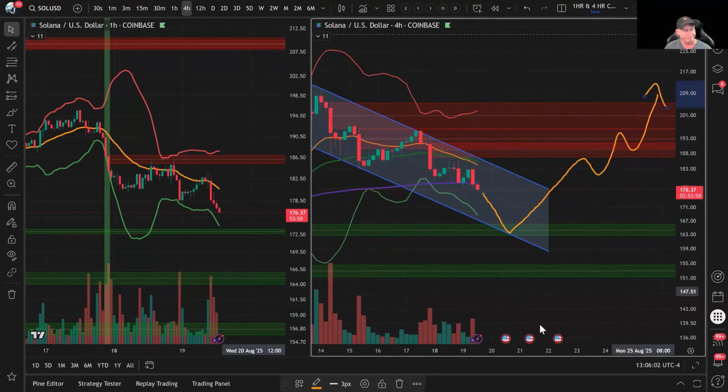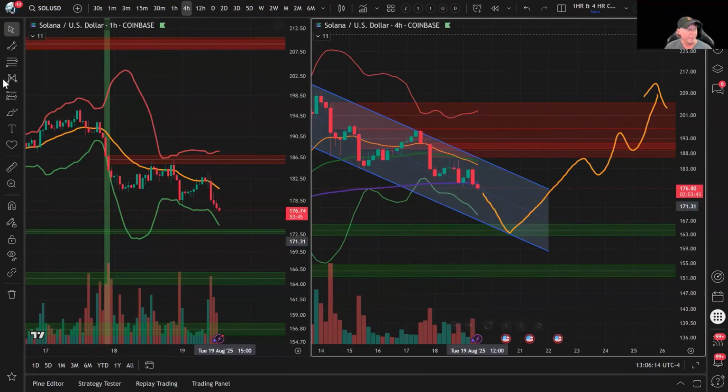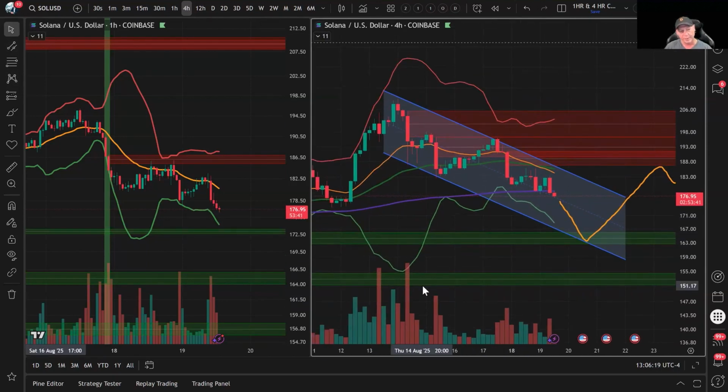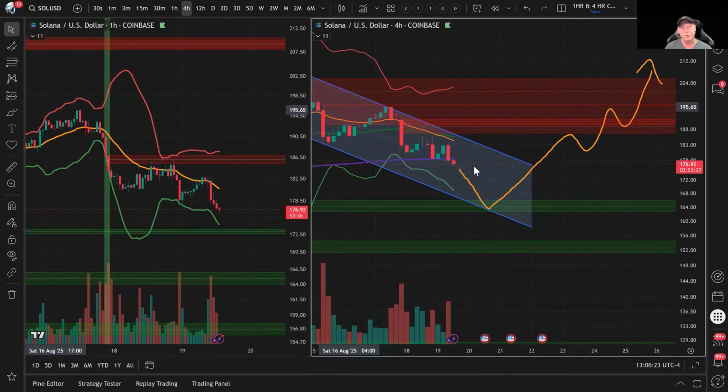So 5% institutional demand, strong forecast money, 300 tokens, 1-inch across. There's no real news, you guys. It's just this end of the summer doldrums. Volume has dried up, and when volume is low, market makers can kind of manipulate price around. Typically, if they have buyers down here, they'll push price down.